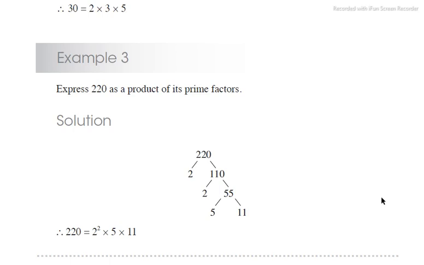So 220 is written as 2 power 2 times 5 times 11. Why do we have 2 power 2? It is because 2 has appeared twice. So our final answer will be 2 squared times 5 times 11. That is how we express 220 as a product of its prime factors.